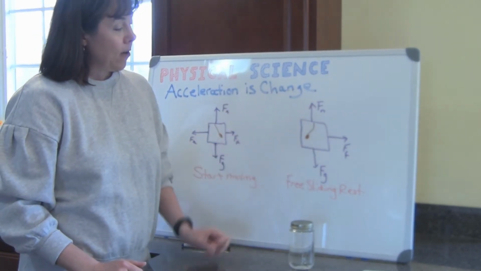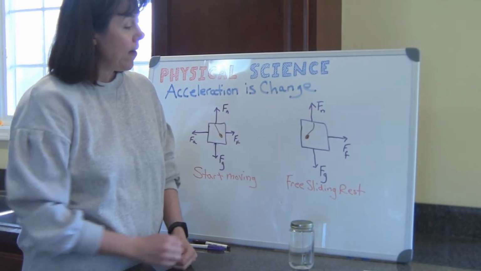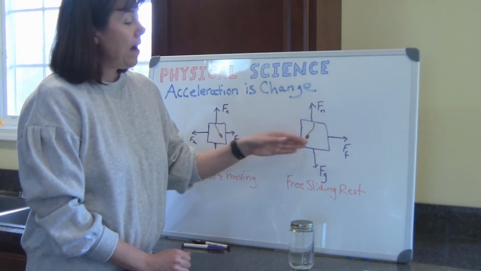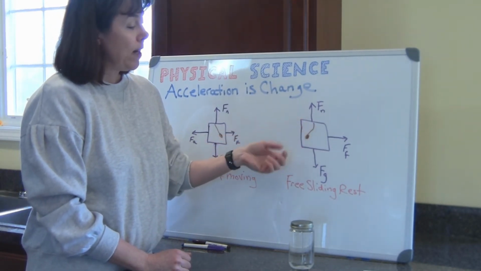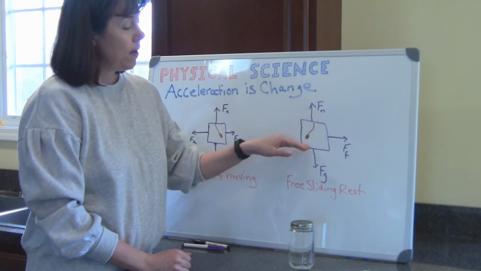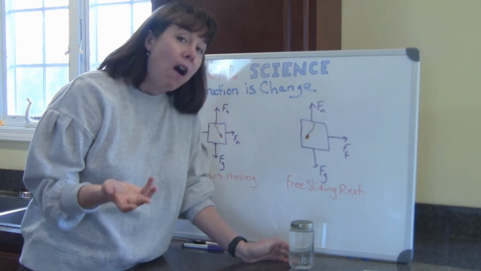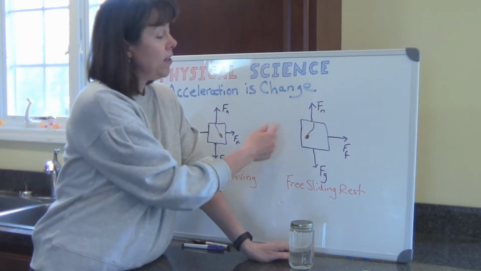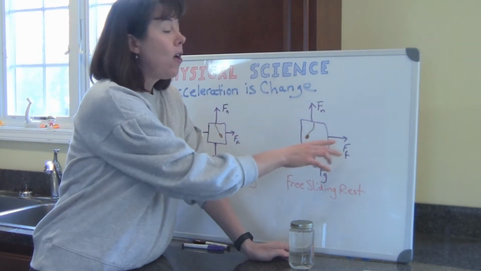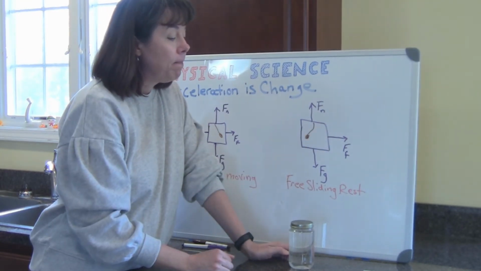A free body diagram for this would look like what I have on the board here. Again, I've got my square representing the jar. The normal force is being opposed by the force of gravity. Since my hand is no longer on the jar in this particular instance, I don't need an applied force, and all I've got is the force of friction.